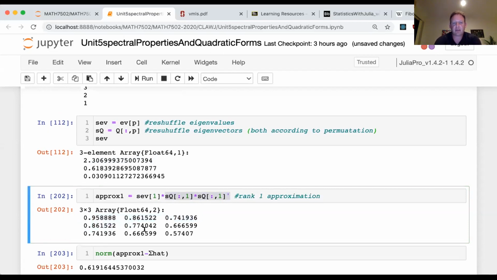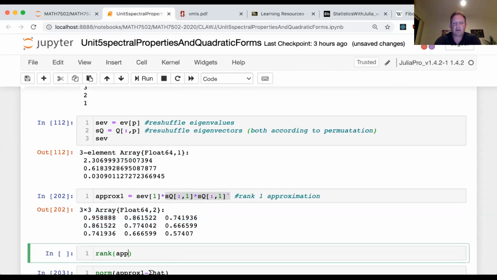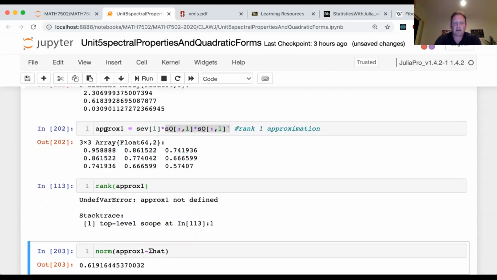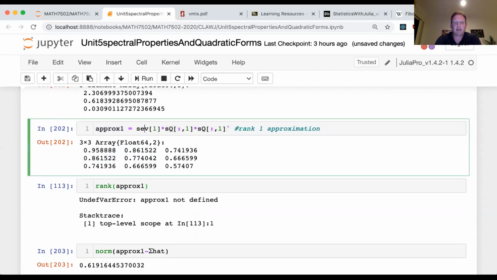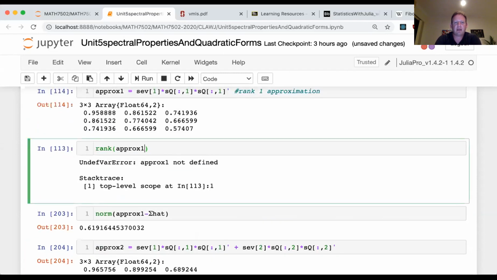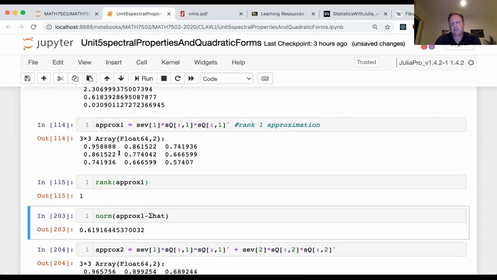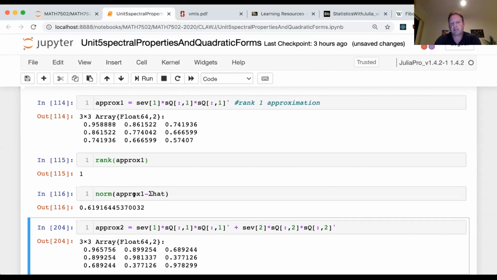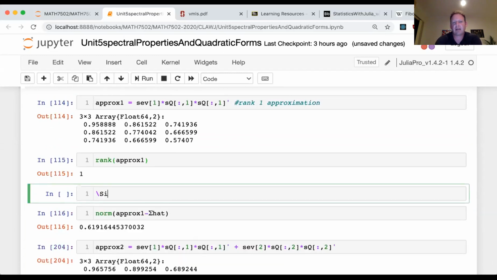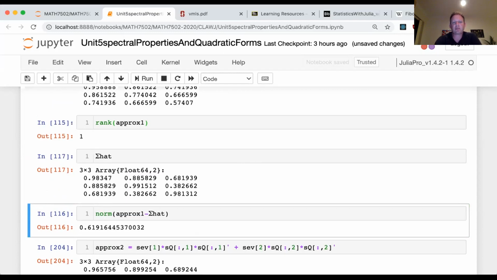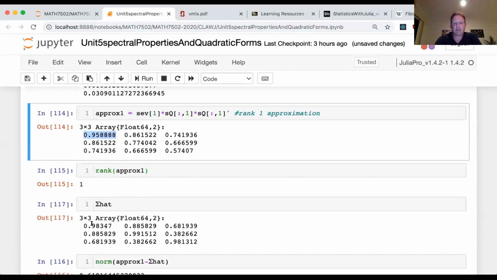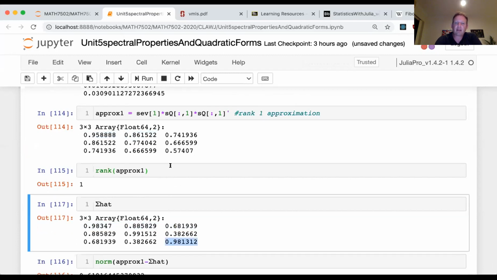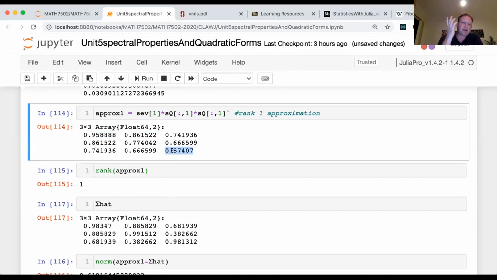If I do the rank 1 approximation, it's a rank 1 matrix. It's not the covariance matrix, it's not sigma hat. And indeed, if I look at the difference between this first approximation and sigma hat, this difference is not 0. But look, it's not so different. So you see, this is 0.95, this is 0.98, this is 0.86, this is 0.88, this is 0.98. This one's quite off. But that's a rank 1 approximation.